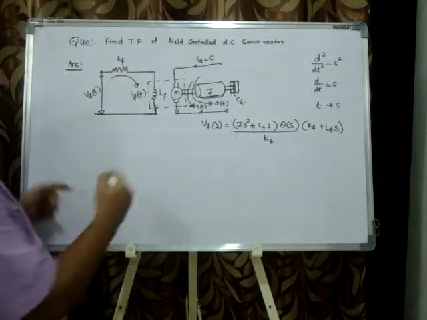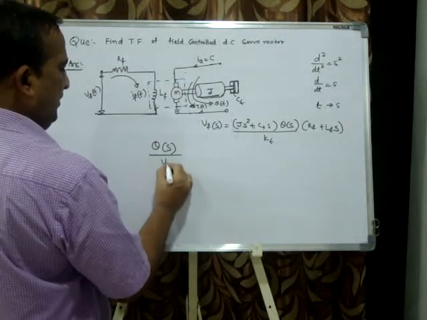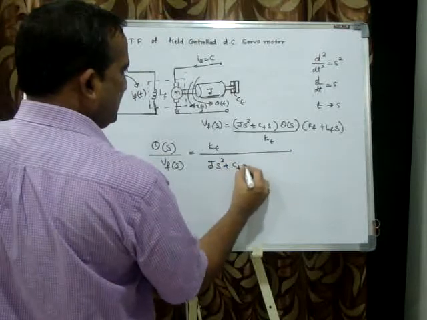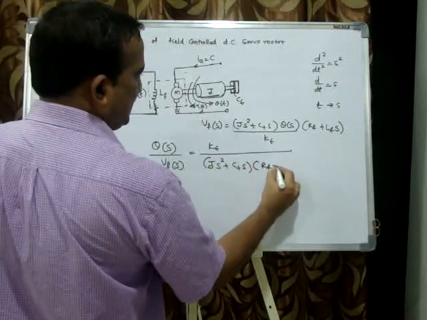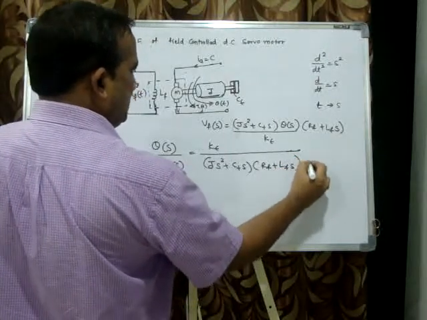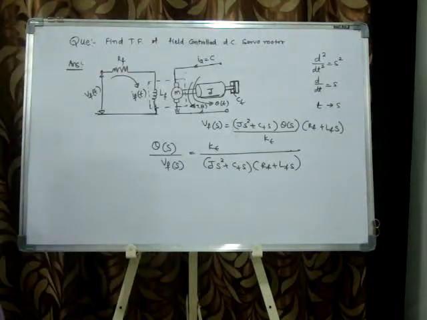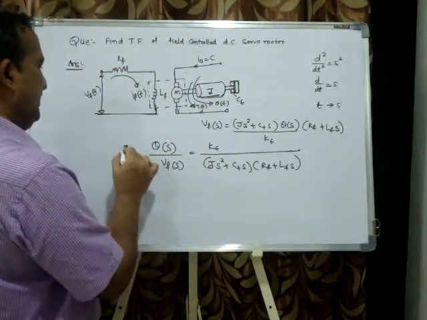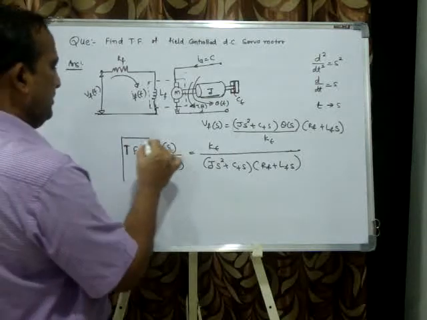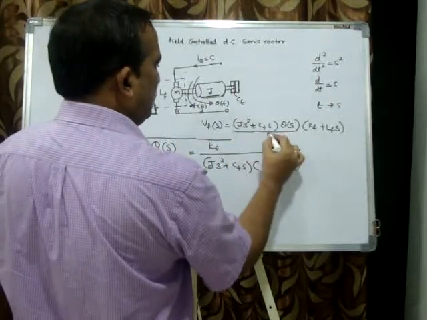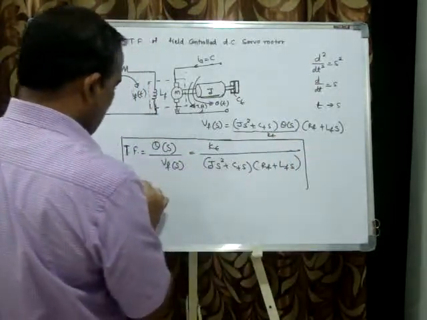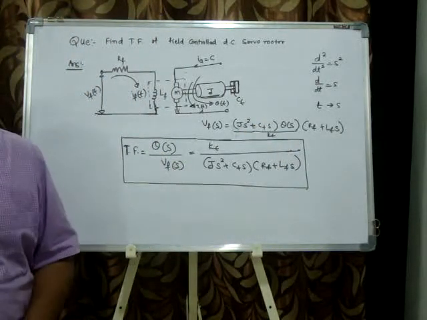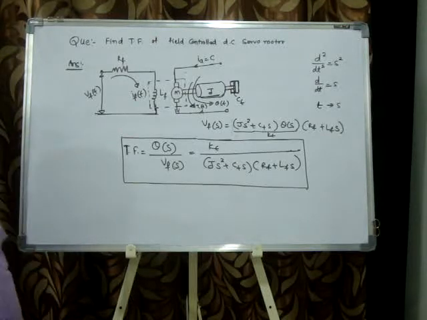Now theta of s divided by V_f of s equals Kt divided by (J s square plus Ct s) times (R_f plus L_f s). Then in the previous case there was a plus Kb Kt s term, which is now 0. So this is called the final transfer function of a field controlled DC servo motor.